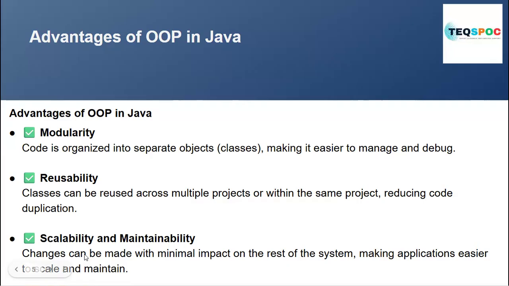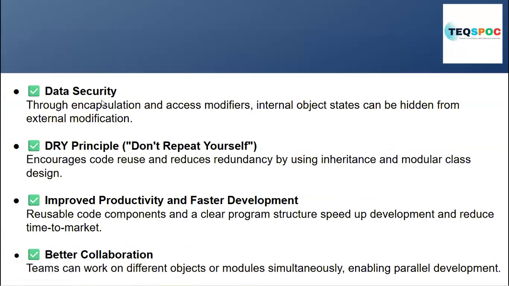Scalability means with the OOPS concept we can scale, and maintainability means changes can be made with minimal impact on the rest of the system, making the application easier to scale and maintain. This is the third advantage. Then we get data security: through encapsulation our data is secure. We access the data only with the help of getter and setter. Without that we cannot access the data. That is data security with the help of encapsulation.